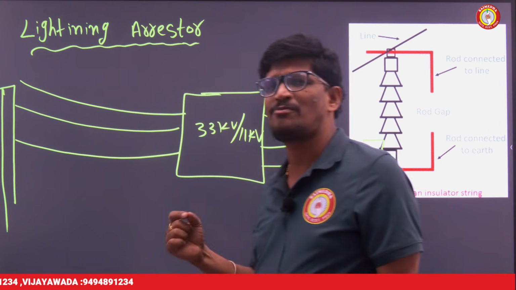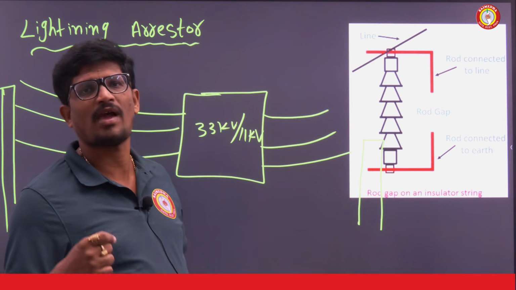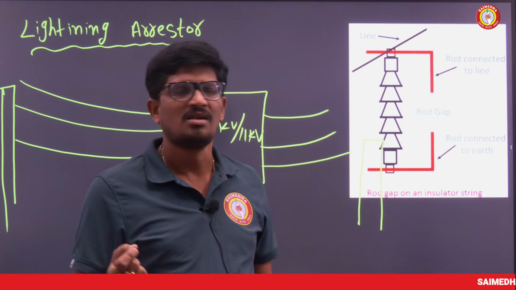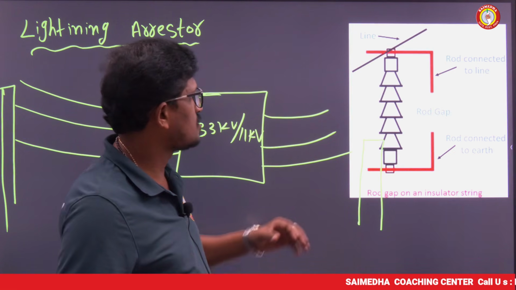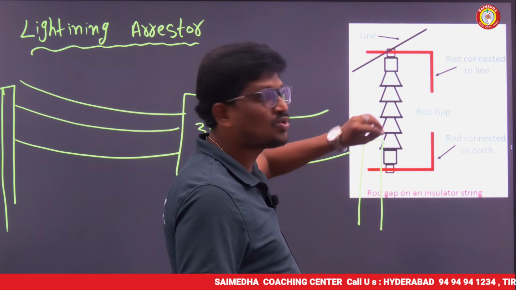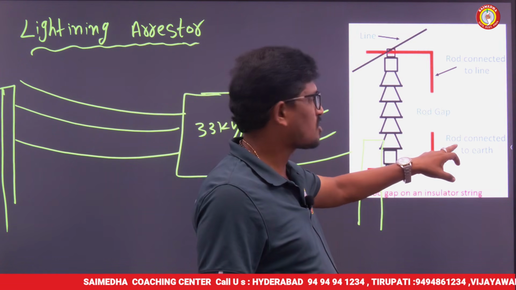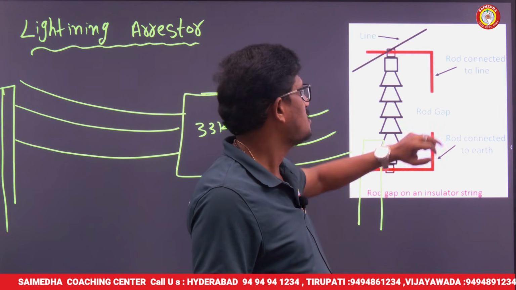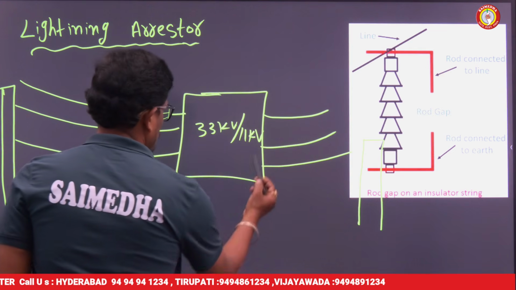There are different types of lightning arrestors we use, like rod gap, spear gap, explosion type, etc. But look at this diagram. This is a rod gap lightning arrestor. In a rod gap lightning arrestor, basically we have two contacts. One contact is connected to the earth, and another contact is connected to the line. Okay, so listen.